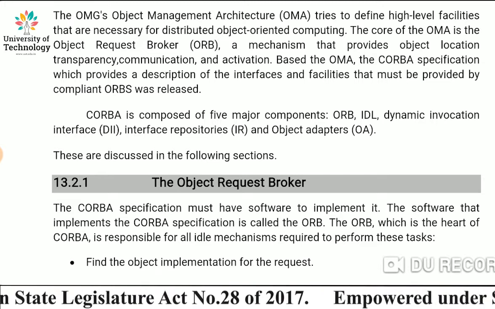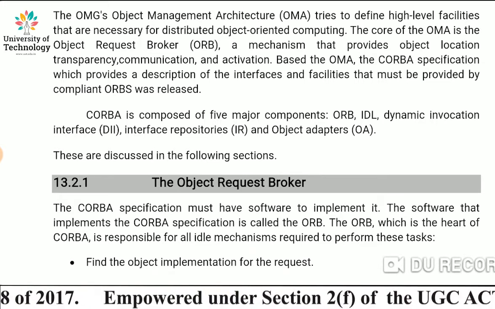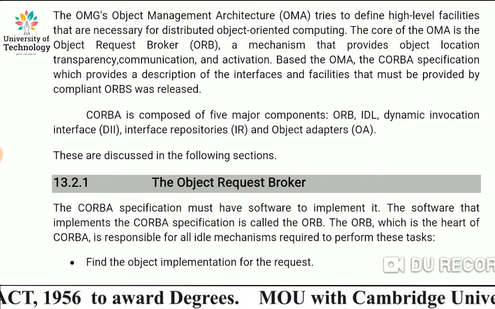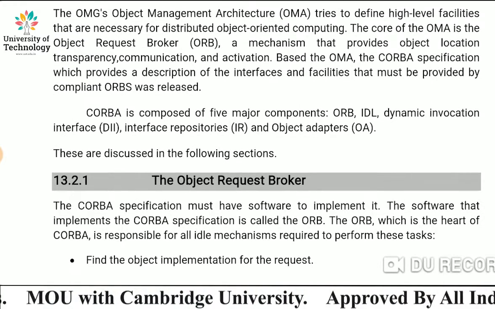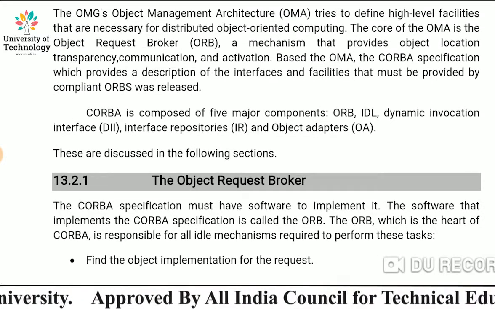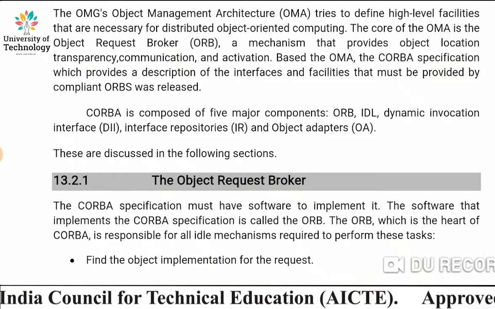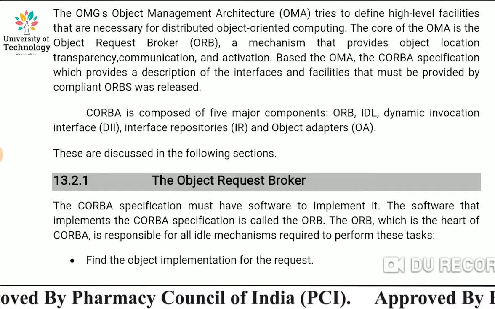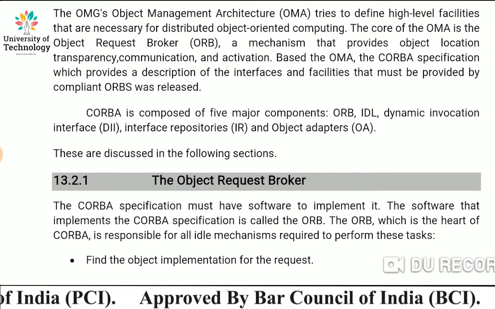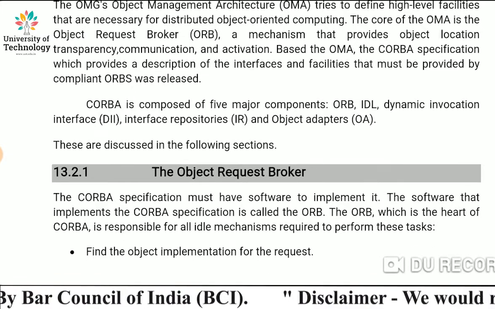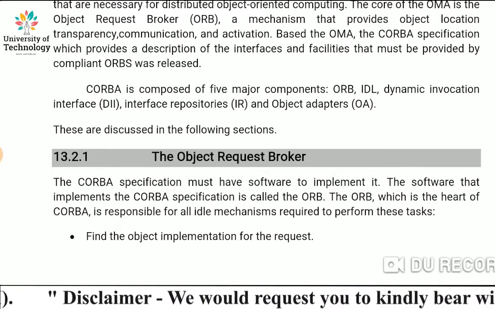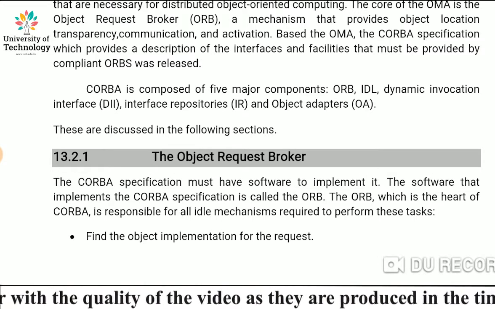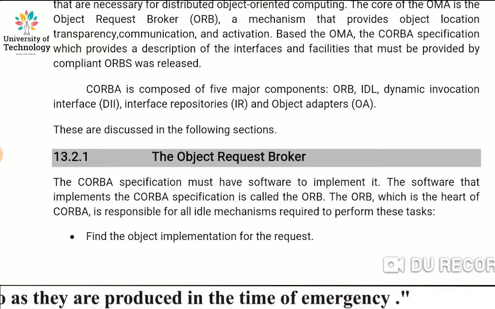The core of the OMA is the Object Request Broker. ORB stands for what? Object Request Broker, a mechanism that provides object location transparency, communication and activation based on the OMA. The CORBA specification, which provides a description of the interfaces and facilities that must be provided by compliant ORBs, was released. CORBA is composed of 5 major components: ORB, IDL, dynamic invocation, interface repositories, and object adapters. These are discussed now.